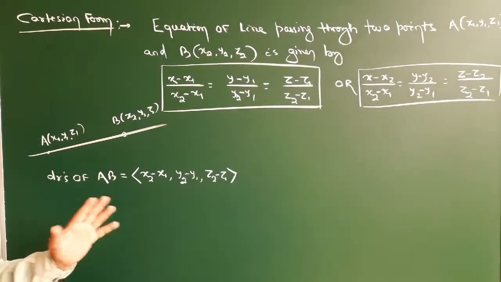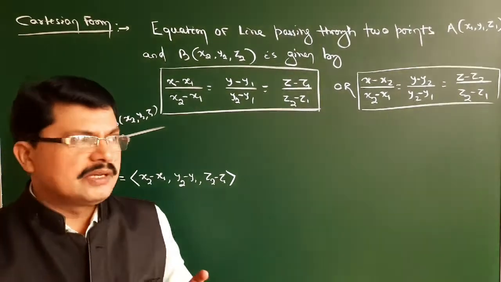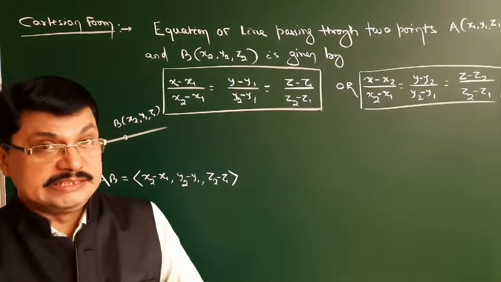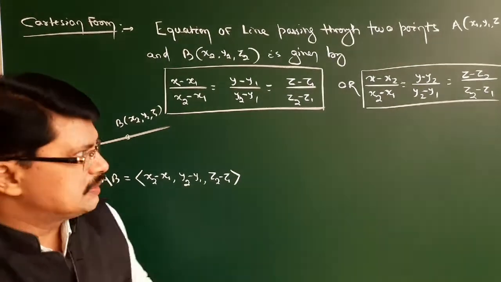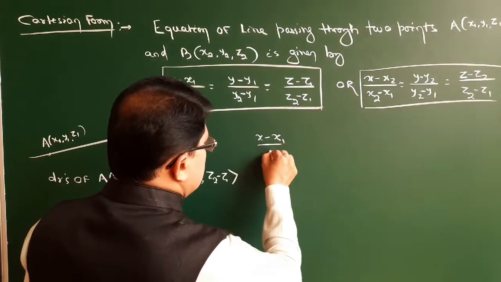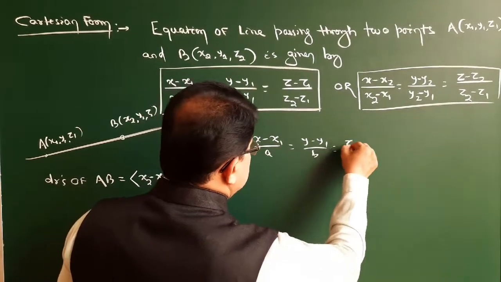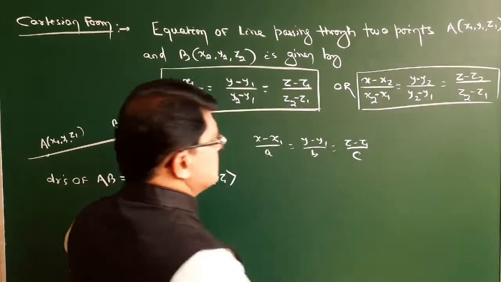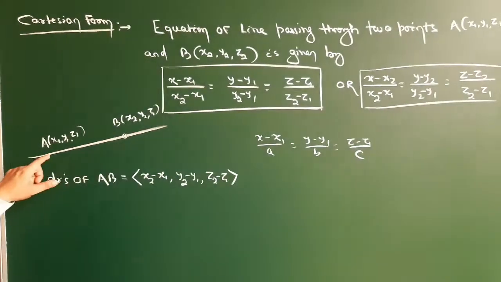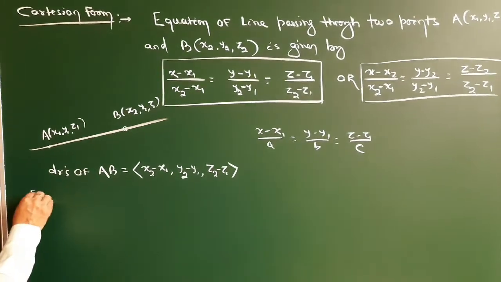Understood? Now you follow the previous case. You just remember that the equation of a line passing through a point (x1, y1, z1) with direction ratios a, b, c is simply (x minus x1) divided by a, (y minus y1) divided by b, (z minus z1) divided by c. Consider if you are taking point A here. So in this case, what is the equation of the line?